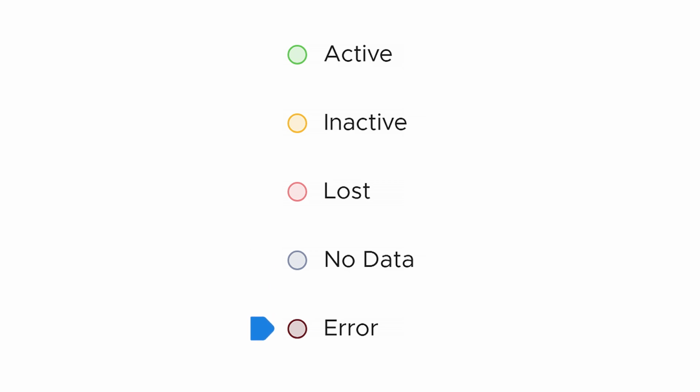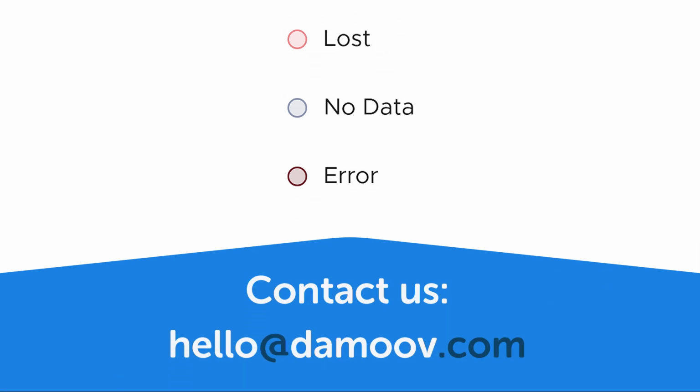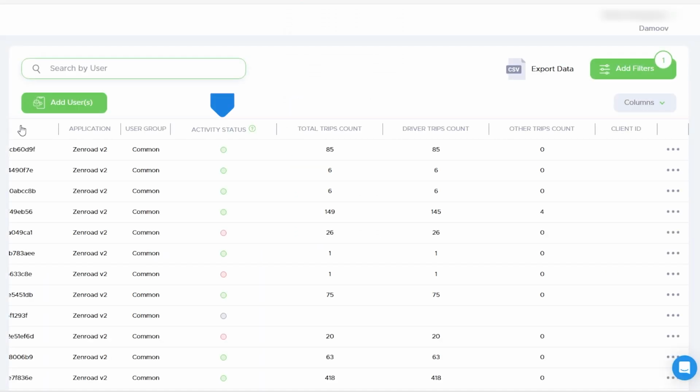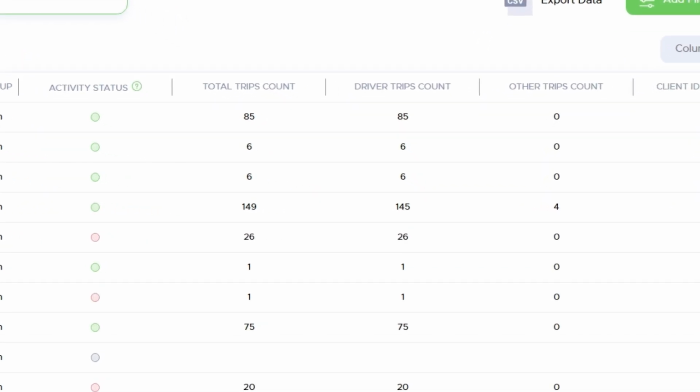Wine color means that there is an error. In this case, you can refer to our documentation. The link will be in the description. You can also contact us, and we'll help you deal with any issues. Status information is needed to understand which users are active, which have data, and which users don't have data associated with them. Then there is the number of trips.